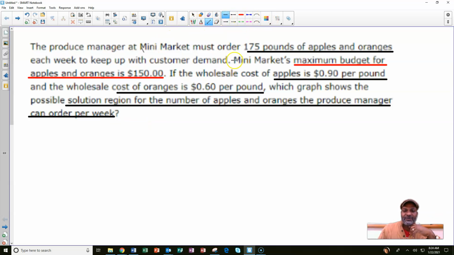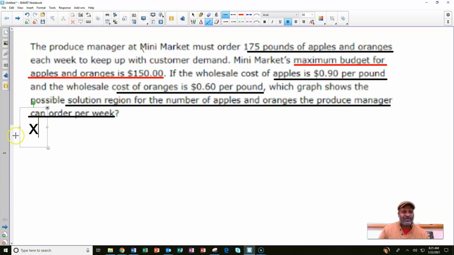So that's what our situation is. This is a system of inequalities. Let's look at this. He must order 175 pounds of apples and oranges. Do we know how many pounds of apples he's going to order? No. So we're just going to make that X.